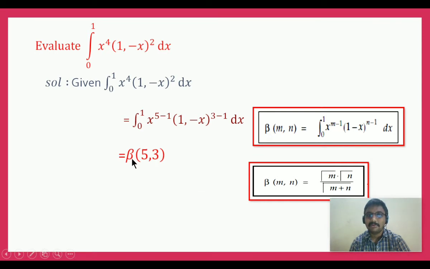Just replacing m equal to 5 and n equal to 3. So thus we will have gamma of 5, that is 4 factorial, gamma of 3 is 2 factorial and gamma of 8 is 7 factorial. Now taking the product, we will have 1 by 105 as the required result. So we just have to compare with the beta function definition and define m and n values so that we can find beta of m, n by using the relation between beta and gamma functions.